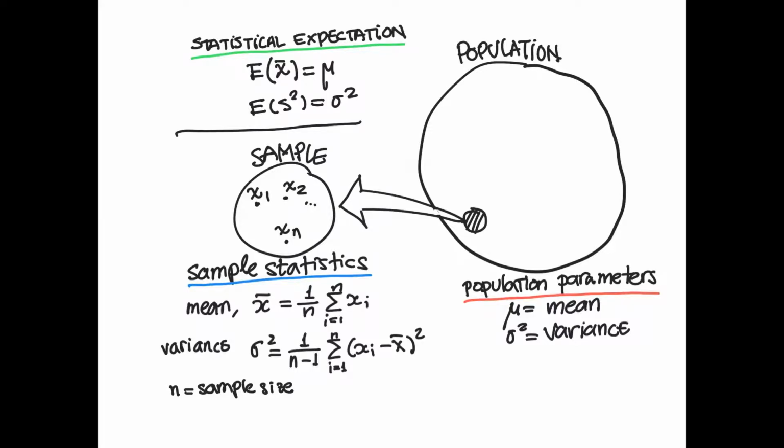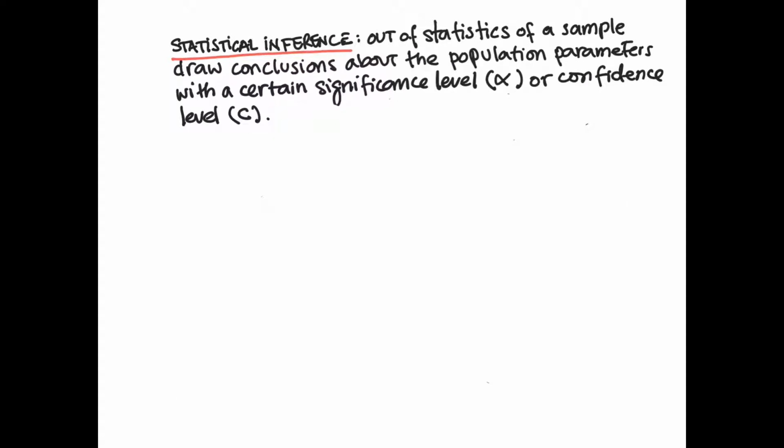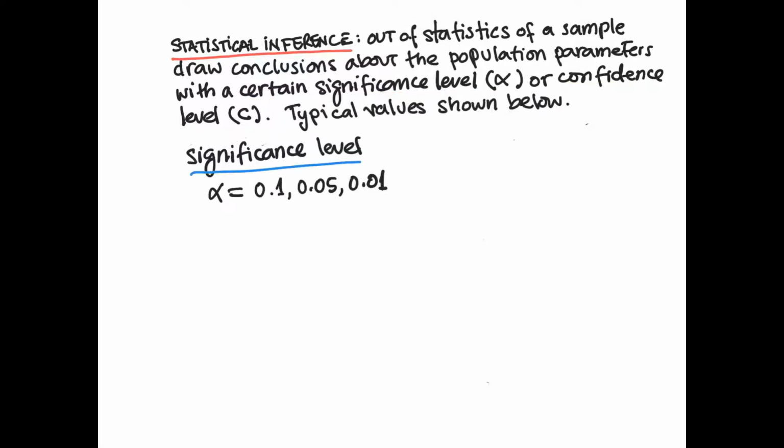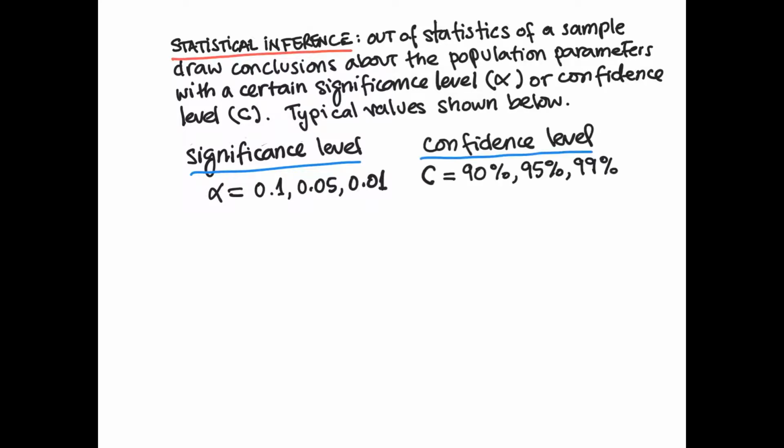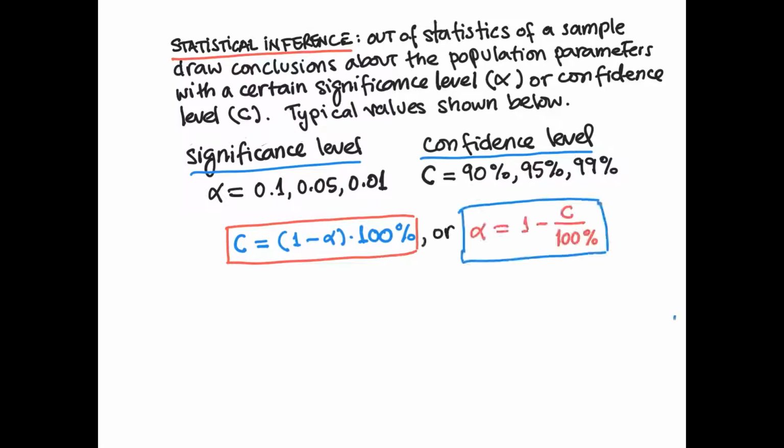We're not going to go into all the details here, but out of statistics of a sample, we draw conclusions about the population parameters with a certain significance level alpha, which is related to something called the confidence level C. Typical values of the significance level are 0.1, 0.05, 0.01, which correspond to confidence levels of 90%, 95%, and 99%. They are related by this equation.